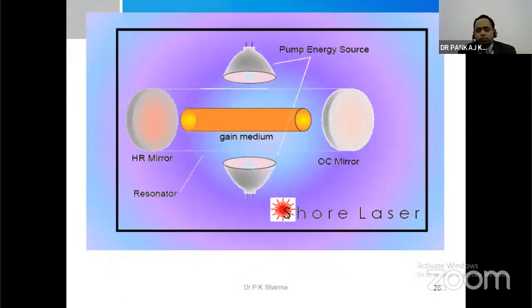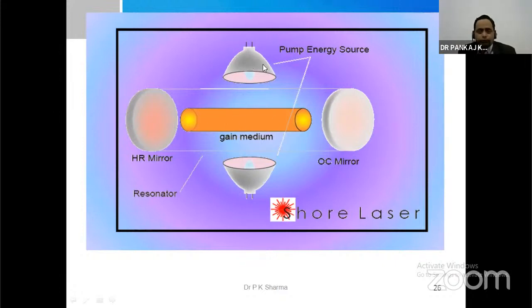Now the general procedure of the laser: the half reflecting mirror and the fully reflecting mirror, and the distance between the two is known as the optical resonator. So the optical resonator is the distance between two mirrors which are placed at the ends of the gain medium. The condition is that one is half reflecting and the other is fully reflecting. The partially reflecting mirror produces the laser output beam. The distance between the two optical mirrors is known as the optical resonator.